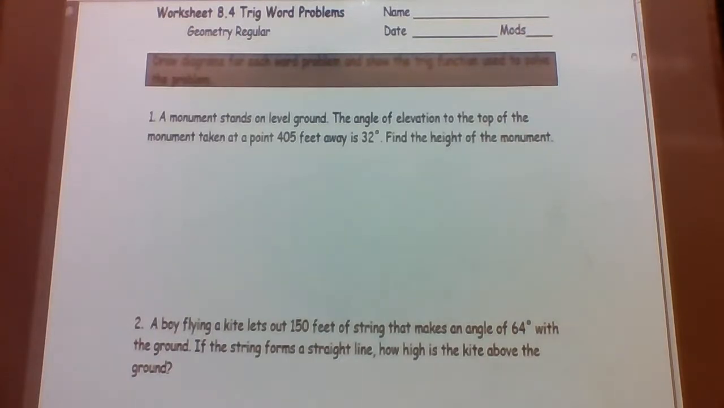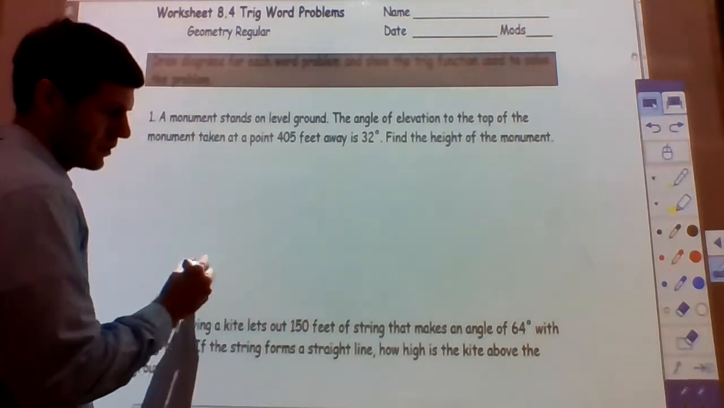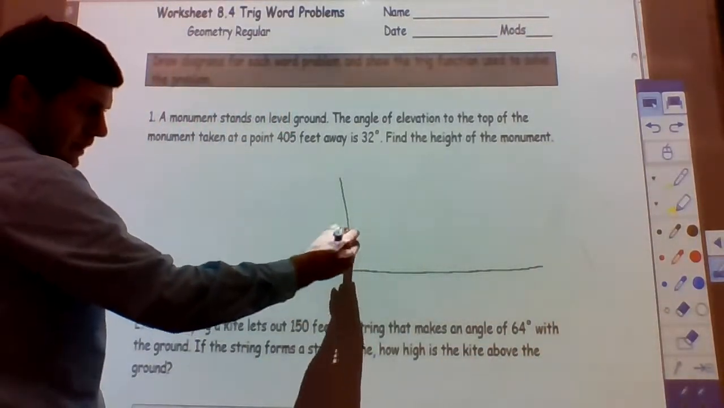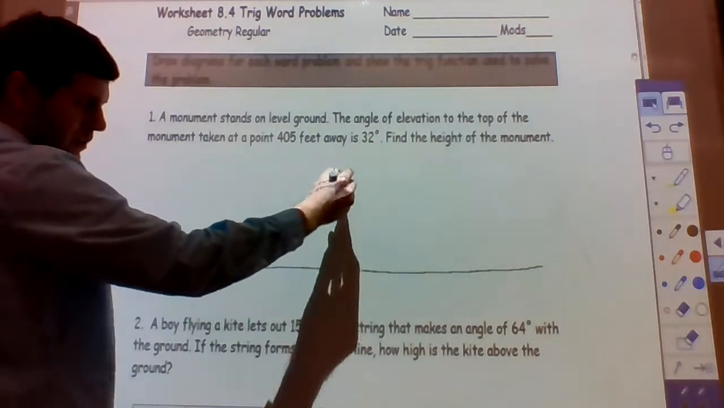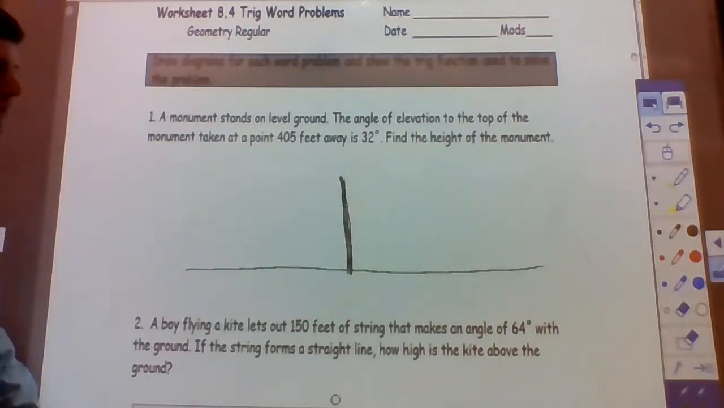So number one says a monument stands on level ground. The angle of elevation to the top of the monument taken at a point 405 feet away is 32 degrees. Find the height of the monument. So we have a monument that stands on level ground. Okay, so here's some level ground. Here's our monument. Okay, don't need to make it fancy. It's just a simple obelisk, I guess.